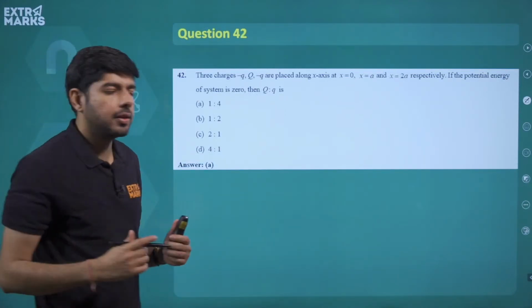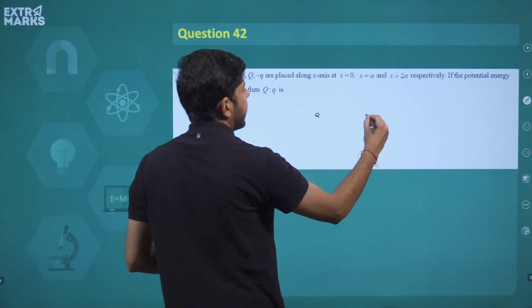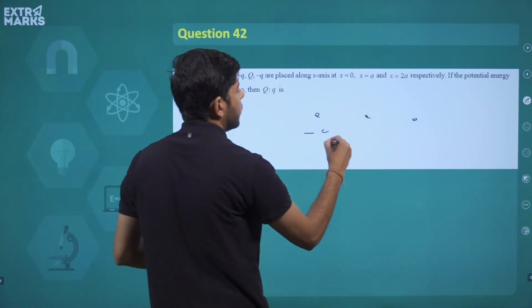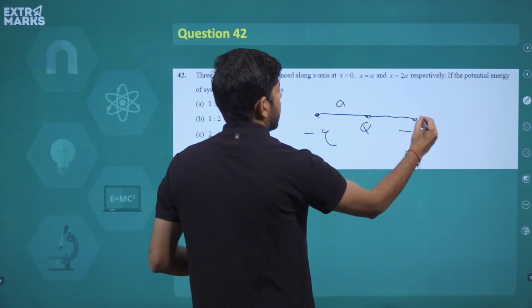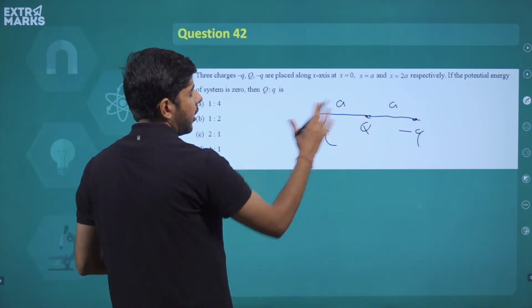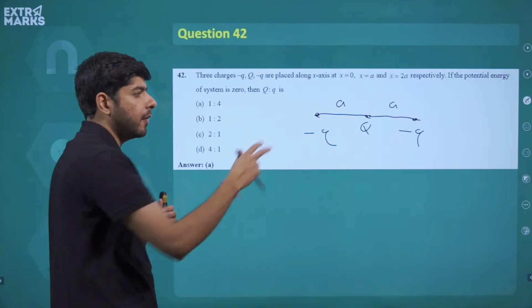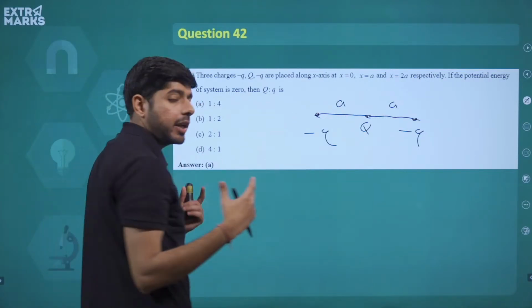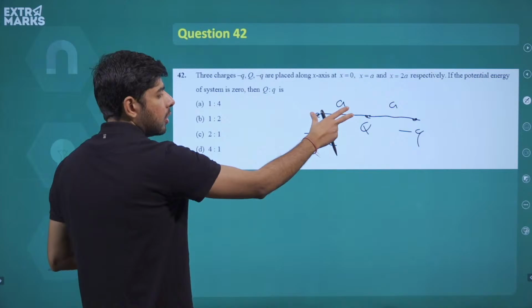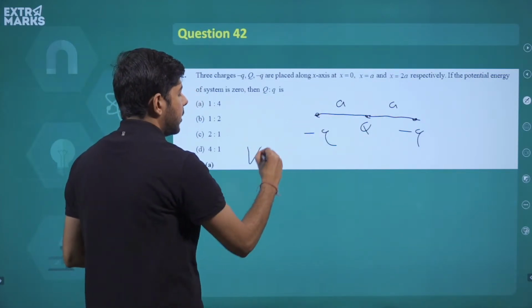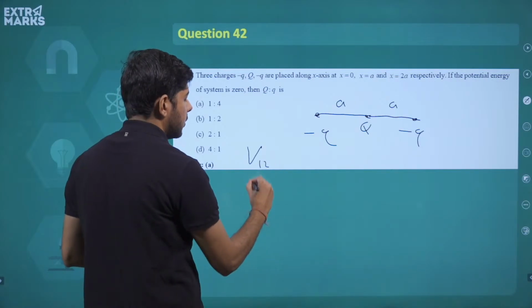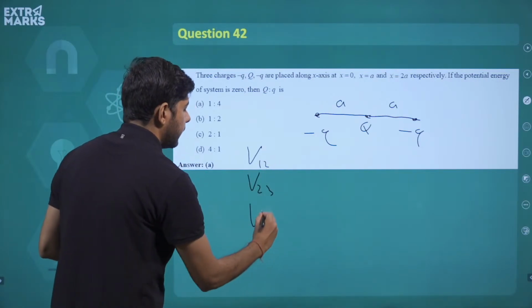So guys, there are three particles here, they are saying. Okay, this is minus Q, plus Q. What is this distance? A. This is also A. So how do we find the potential energy of the system? Find for these two. We have three particles here. Find for first two, other two, and then the first and third. So here it will be V12, V23, and V13.